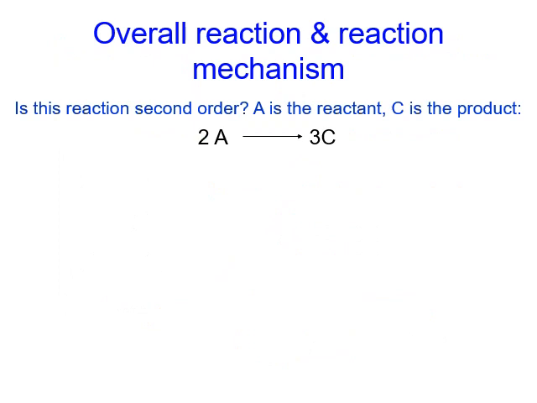Let's try to derive a rate law using steady state approximation. So here is the overall reaction, 2A forms 3C. Now can we tell if this reaction is second order because there's a 2 here? The answer is no, because the overall reaction only tells you the reactants and the product. It does not tell you what really happened at molecular level.